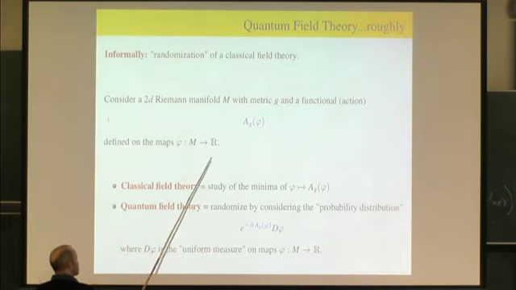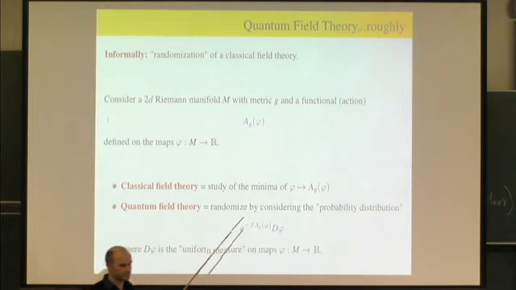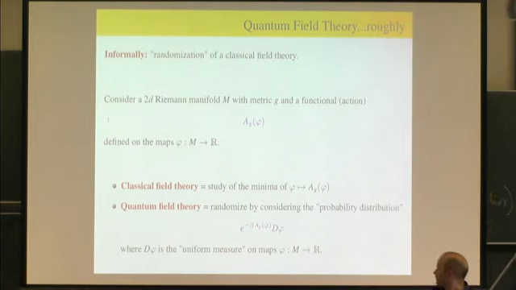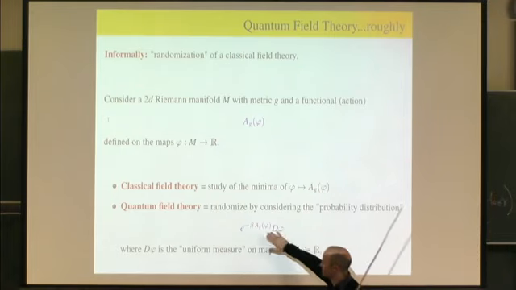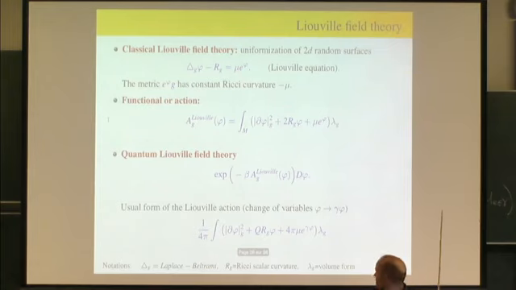And if you want to construct a quantum field theory, you take your functional, and you take the uniform measure on functions and weight this uniform measure by the exponential of your functional at some given temperature. This is a formal description, but this is more or less how it works. I think it's nice to have this picture in mind because I can explain a bit how it fits to the Liouville setting.